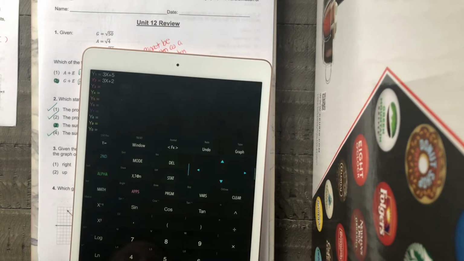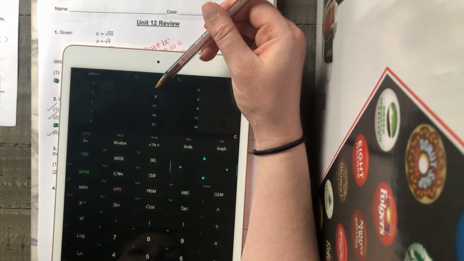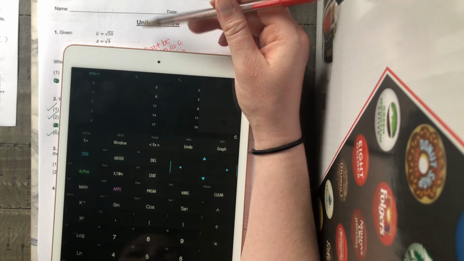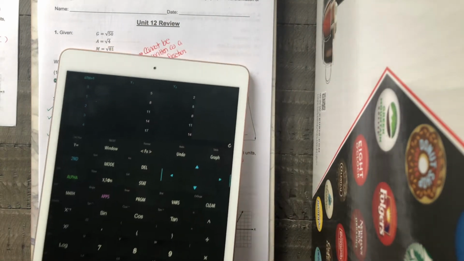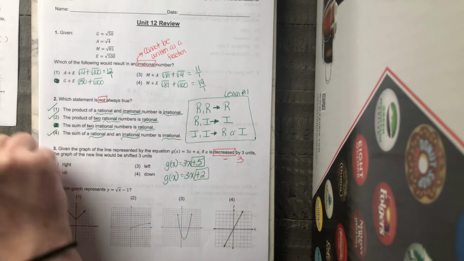All right. And you can always look at your second graph. Look at those tables. And just actually look at the values. I'm moving from 5 to 3, down 3. 8 to 5, down 3. Okay, so on and so forth. So again, this would have been down 3 units, which is choice 4.